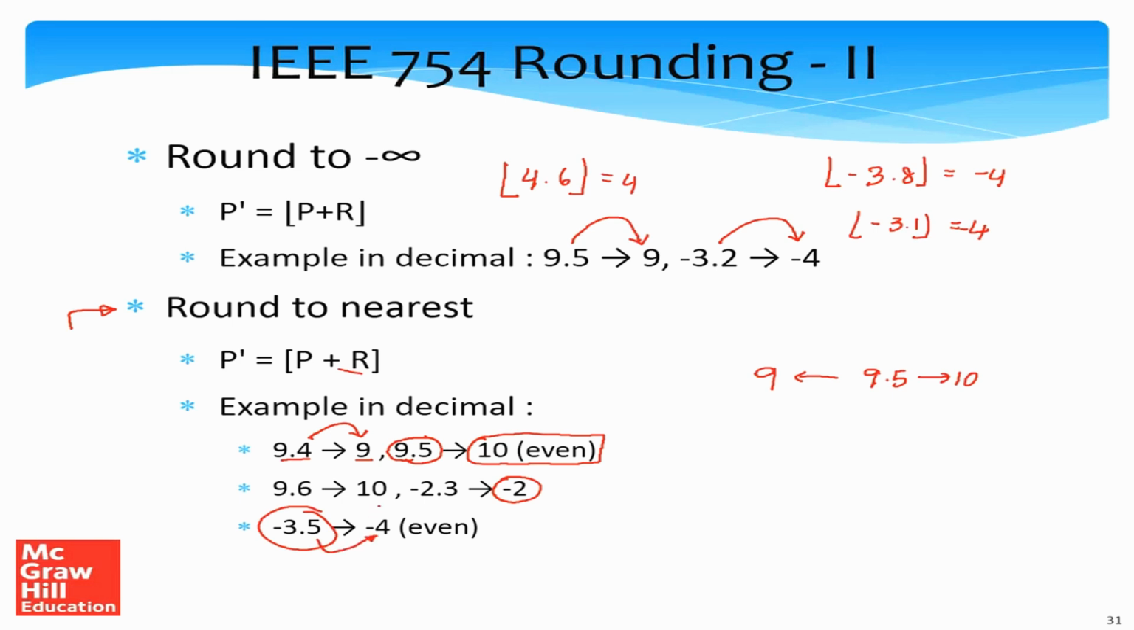So what is round to nearest again? Round to nearest is that if the number is not of the form x plus 0.5, we round it to the nearest integer. However, if it's a number of the form x plus 0.5, then we choose the integer that is even. Right? The nearest integer that is even.